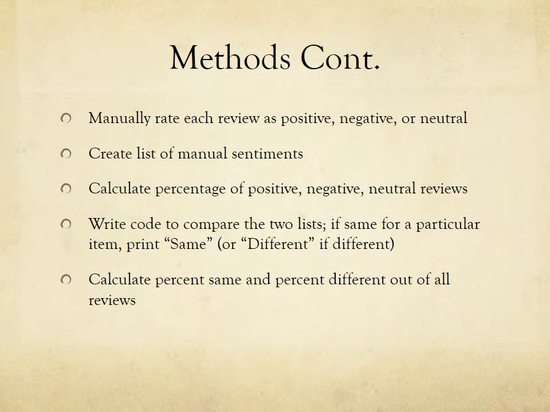Next, I went through and manually rated each review as positive, negative, or neutral. I created a list of these analyses. I calculated the percentage of positive, negative, and neutral reviews, just like with the other ones. And then after this, I worked with Dr. Kafura to write a piece of code that is called a zip function, and it compares the two lists. So for example, for the first string in each list, it would look at them and say, are these the same? If they are the same, it would print same, and if they were different, it would print different. So then I calculated the percentage of same and percentage of different reviews.